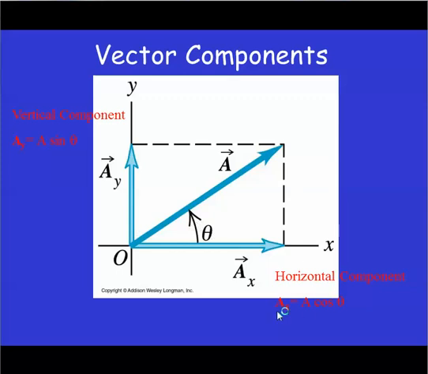So what you want to do is write these down somewhere and realize that if the angle is in standard position, which is what we call it when the angle is measured counterclockwise from the positive x direction, then the y component is A times the sine of theta, and the x component is A times the cosine of theta. You're going to use that over and over all semester.